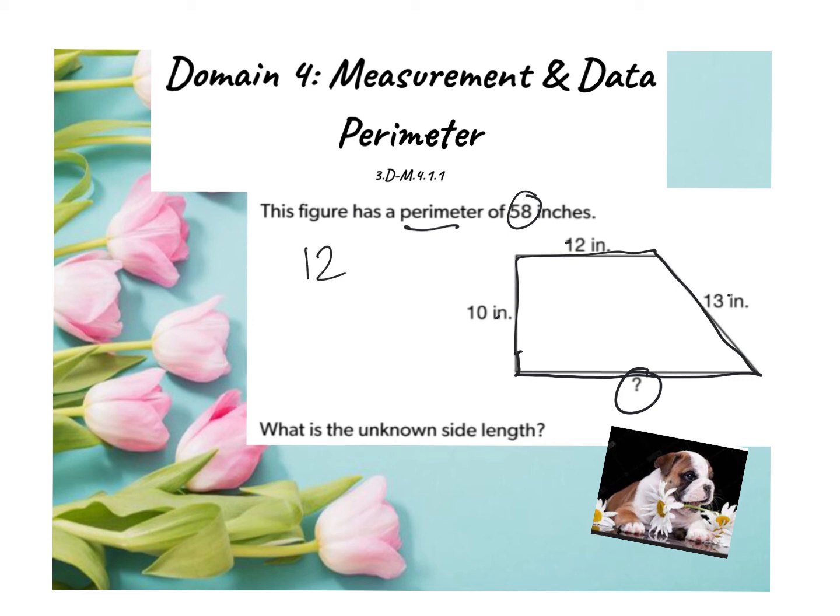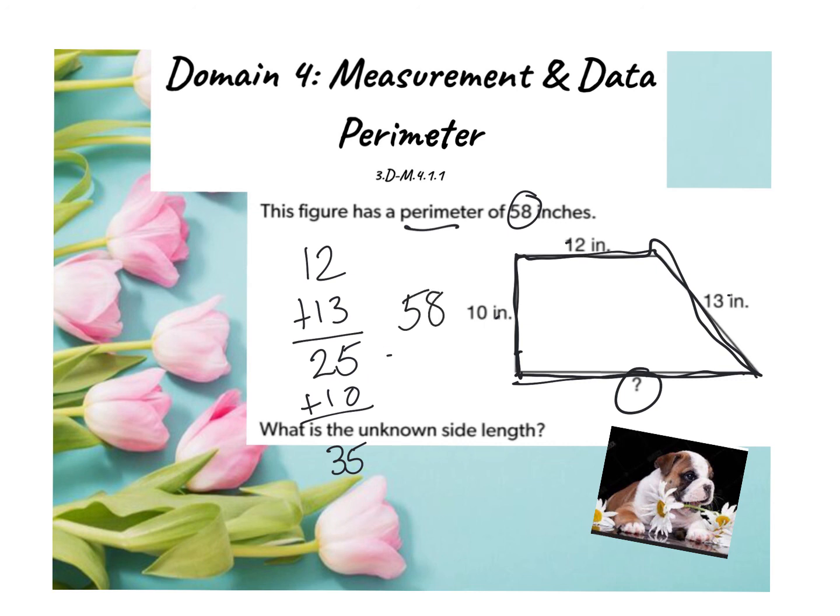12 plus 13, which is 25. And then we add that extra 10. That would give us 35. So we know that there's 35 inches that are from here to here to here. But we have to also figure out this long side, okay? And to figure that out, we can think 35 and go up to 58, or subtract 58 minus 35.